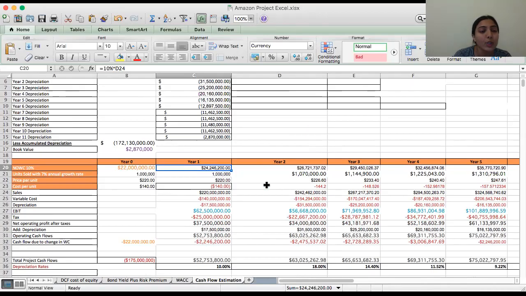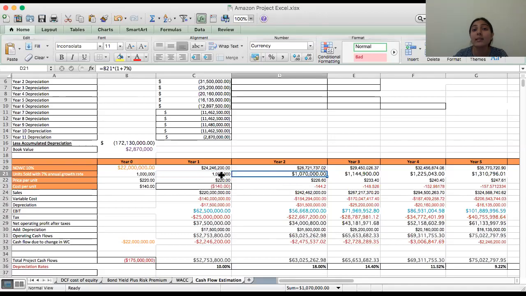And then moving on to the second item, that is units sold with a 7% annual growth rate. In order to find this value, number of units sold multiplied by 1 plus the growth rate of 7%, which was already given by my professor. Let me show you how I did it. So units sold 1000 multiplied by 1 plus the annual growth rate of 7%. To find it for all the years, I applied the same formula.